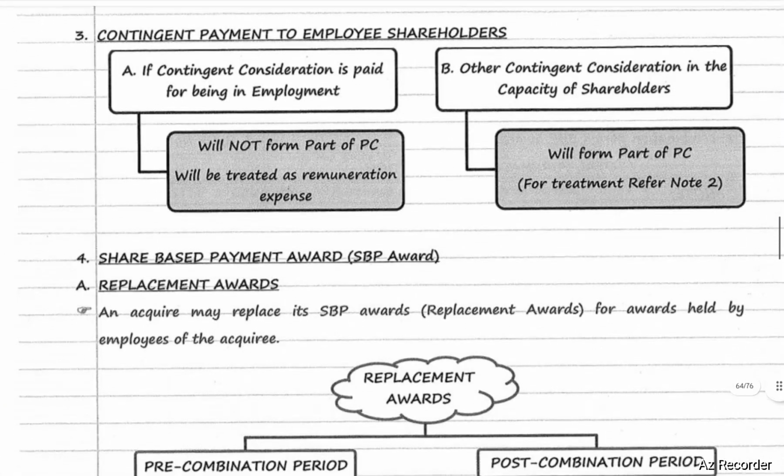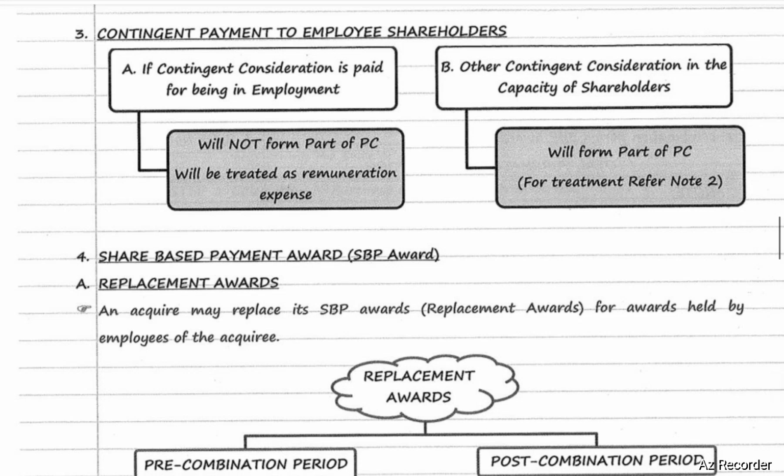Next, contingent payment to employee shareholders. If contingent consideration is paid for being in employment, it will not form part of purchase consideration. It will be treated as remuneration expense. In case of other contingent consideration in the capacity of shareholders, it will form part of purchase consideration.